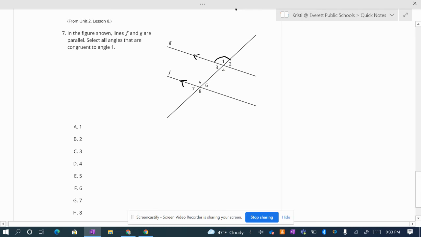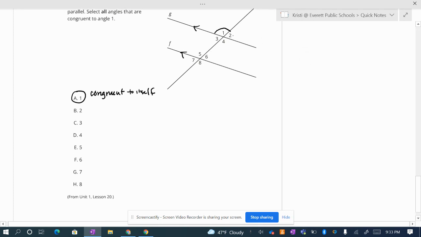Is angle 1 congruent? Yeah, it's congruent to itself. Okay, how about angle 2? No, it's an acute angle. It's supplementary. It's going to add up to 180, but no. How about angle 3? It's also going to add up to 180 with it, but it's not equal. It's acute. 4, yes, 4 is vertical to angle 1. So vertical angles are congruent.